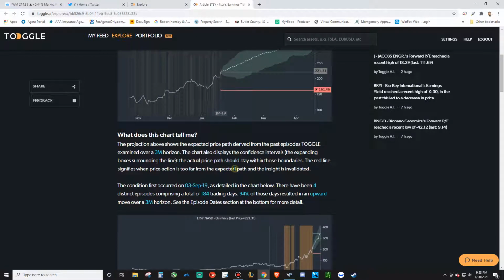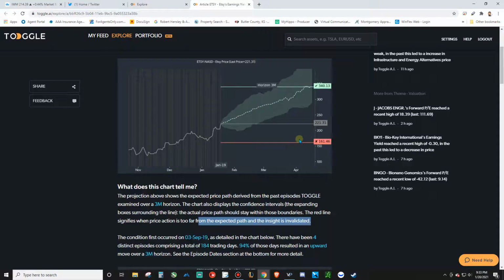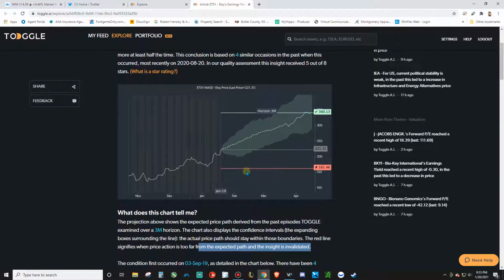Now this isn't the only reason why something would go up. It's just finding a correlation, a pattern that a lot of people probably wouldn't see, or might not see till later. It displays the confidence intervals, expanding boxes around the line. The actual price path would stay within these boundaries. The red line signals price action is too far from the expected path, and the insight is invalidated. They're giving themselves a wide margin of error here. But if you see Etsy under 161, obviously this has been invalidated. Because that's a 60-point drop, I doubt Etsy's dropping 60 points anytime soon.